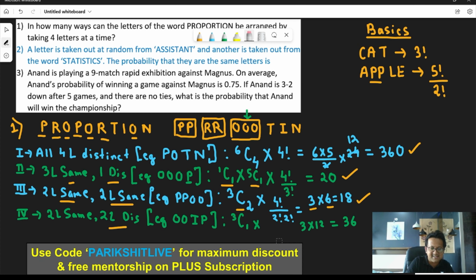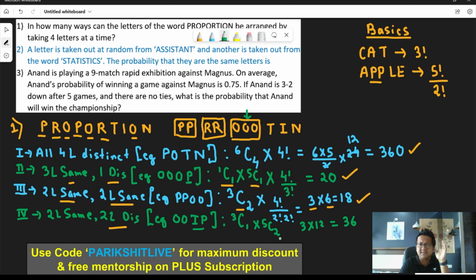So 2 letters are same. When you say 2 letters are same, it got to be among P, R, and O. And then you need to pick up another 2 letters. You need to pick up another 2 letters, right? From among the remaining. So let's say you picked up O. So among the remaining 5, you got to pick up any 2. Why 5? Think about it.